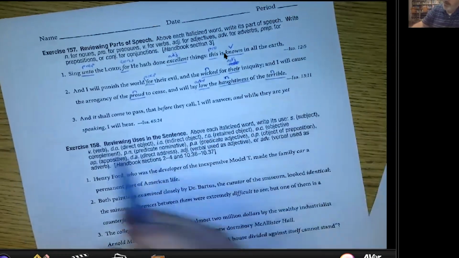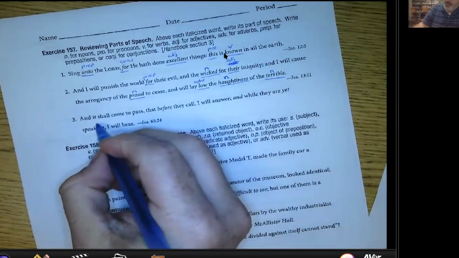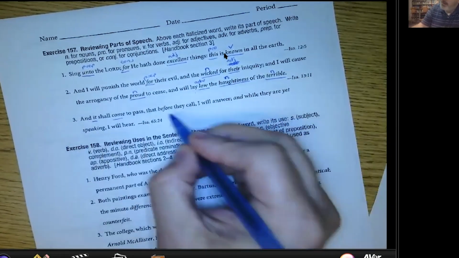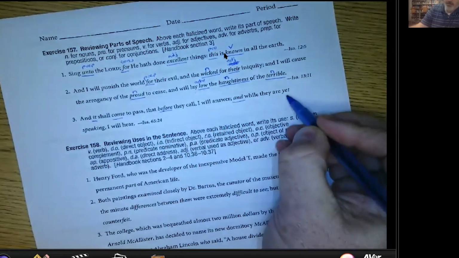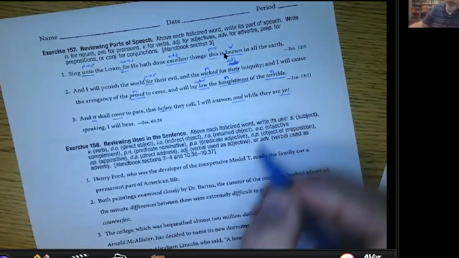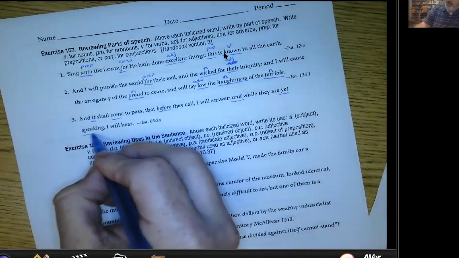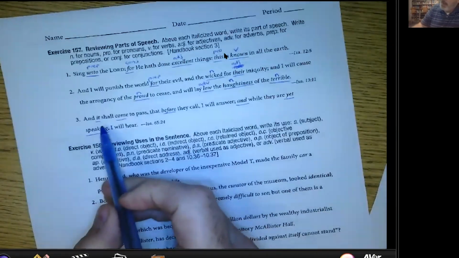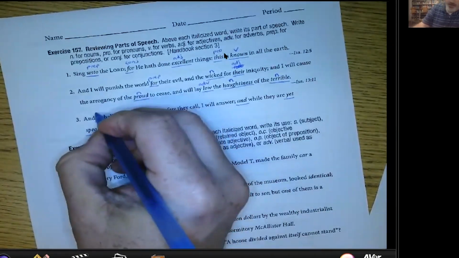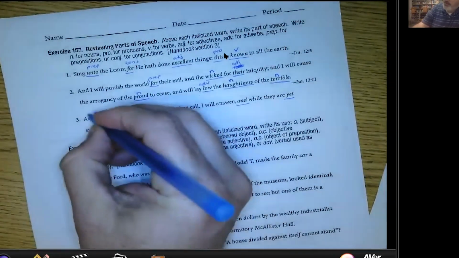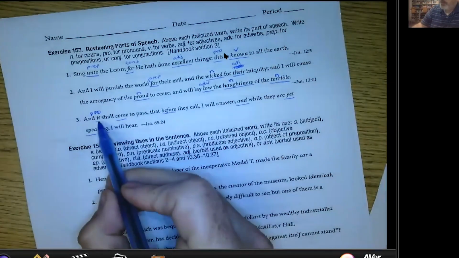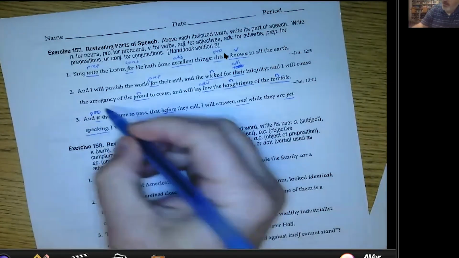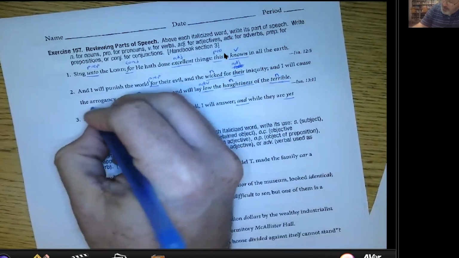Okay? Now next. And it shall come to pass that before, is that right? Before, yeah. And yet speaking. Okay. And it shall come. So that's a subject, which is a noun. Actually, they're saying pronoun. Yeah, which is true. It is in our list of pronouns. Let me write that more clearly.